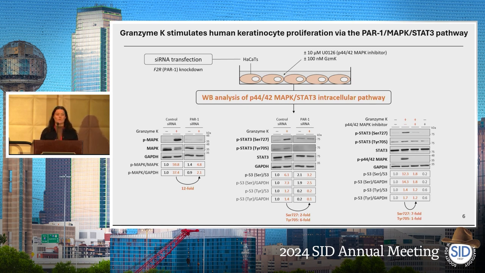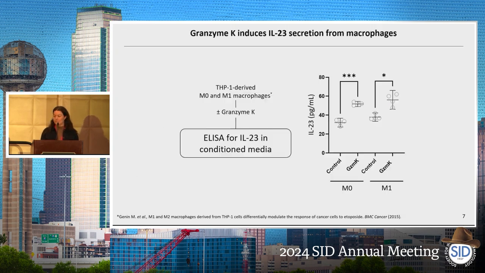And so we performed a similar experiment, but this time pre-treating cells with a MAPK inhibitor prior to Granzyme K stimulation, and then looking to see whether Granzyme K lost its ability to phosphorylate STAT3, and that is in fact what we did see. So this tells us that the phosphorylation of STAT3 by Granzyme K is dependent on the phosphorylation of upstream P44/42 MAPK, and of course both these events being dependent on PAR1 activation.